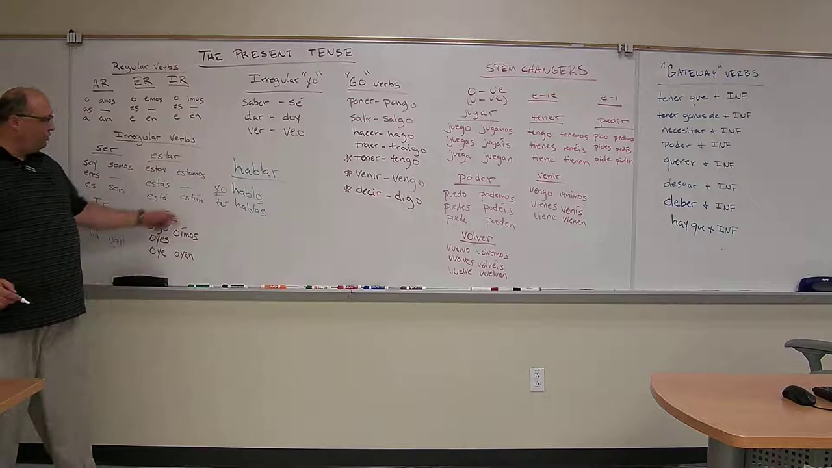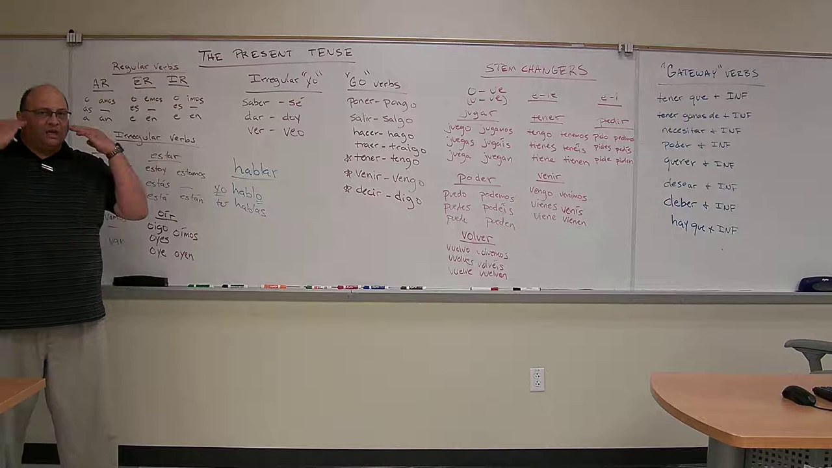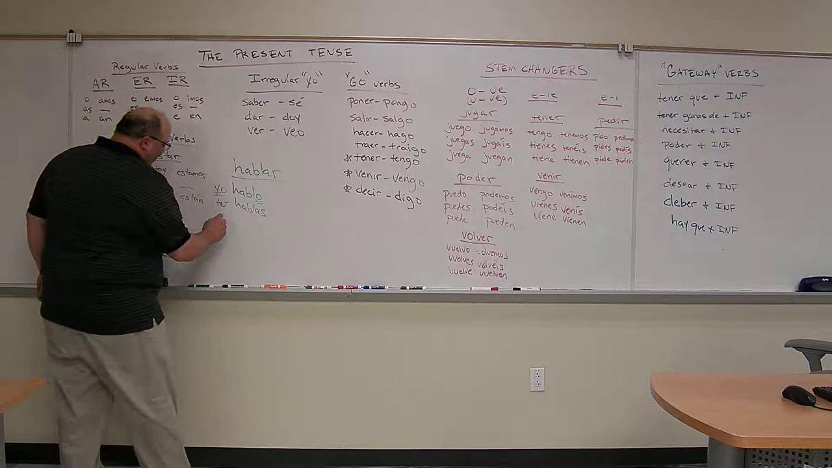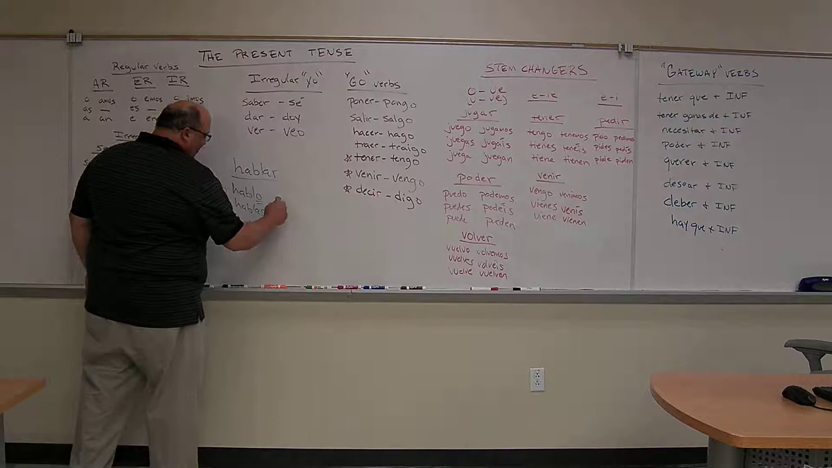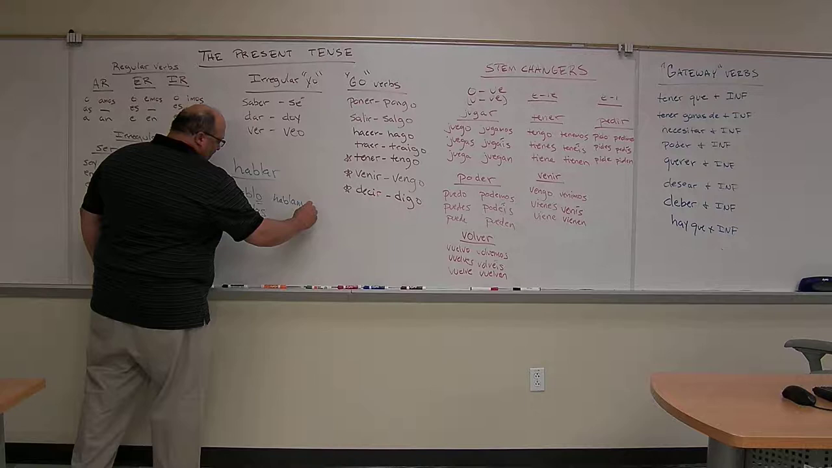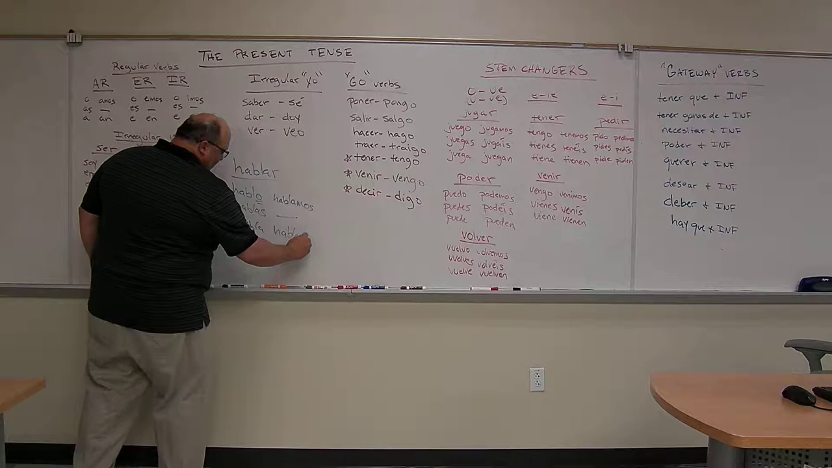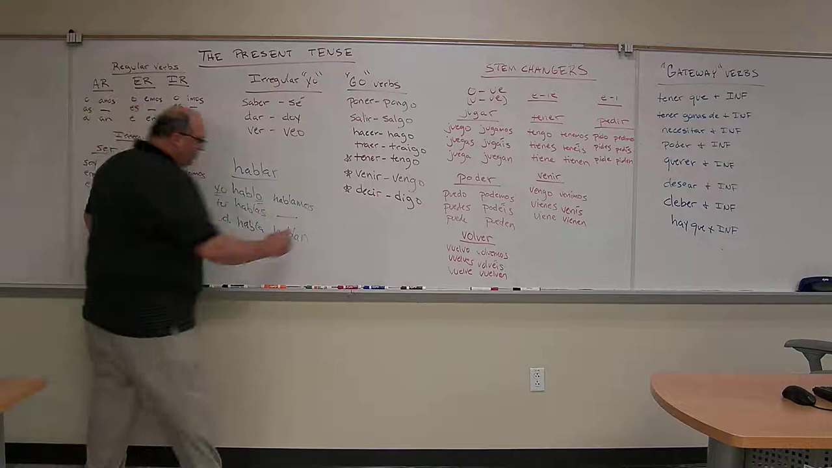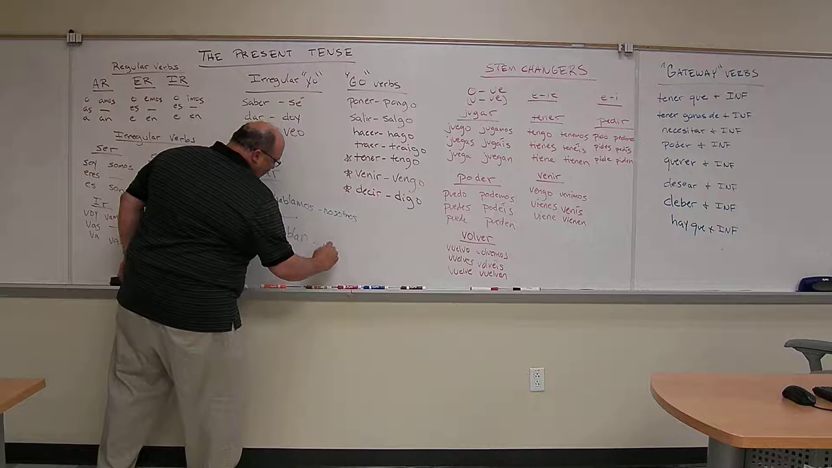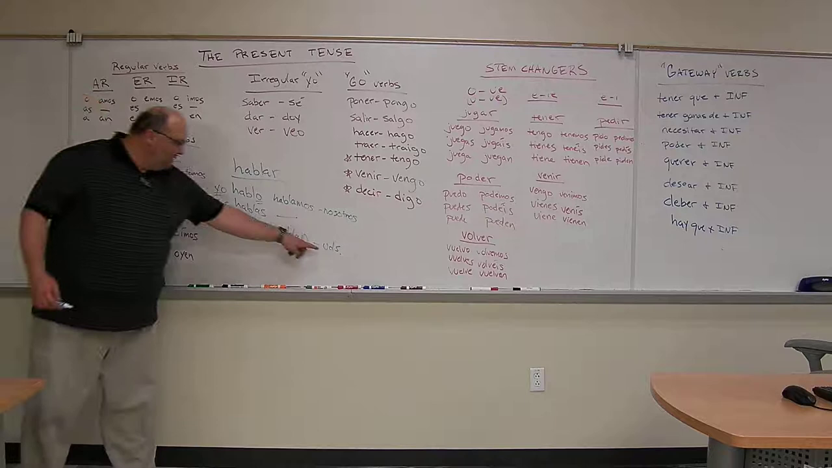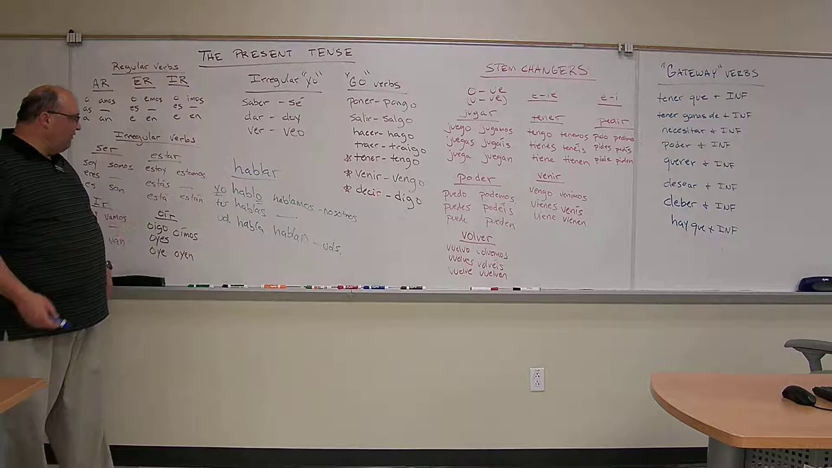Now, in your practice, when you're speaking these, say those pronouns every single time so you can get it in your head that the yo goes with the o, the tú with the as, the usted with the a, the nosotros with amos, the vosotros with áis, which you'll learn later, and ustedes with an. So, yo hablo, tú hablas, usted habla, nosotros hablamos, ustedes hablan. And remember, usted can mean él and ella as well, and ustedes can also mean ellos and ellas. So, yo hablo, tú hablas, usted habla, nosotros hablamos, vosotros habláis, ustedes hablan.